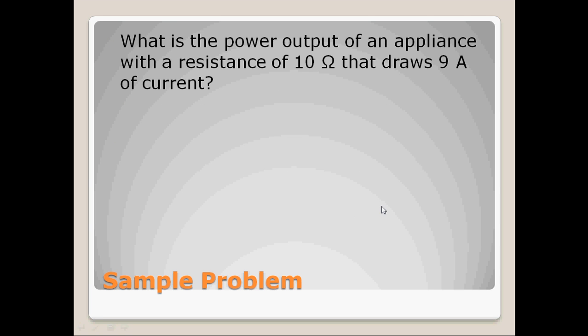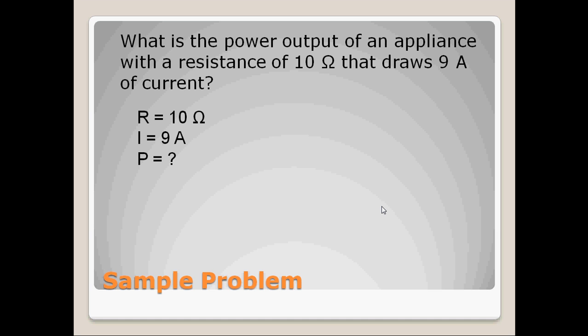Now a sample problem to kind of show you how this works. Let's say you've got an appliance. It has an overall effective resistance of 10 ohms, and we measure that it draws 9 amps of current. We want to figure out what's the power output of that appliance. What rate is energy being consumed by that device?